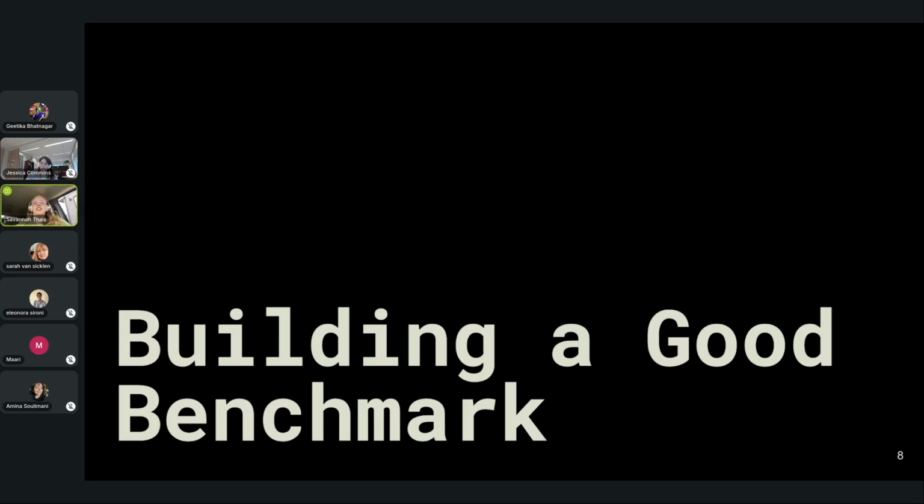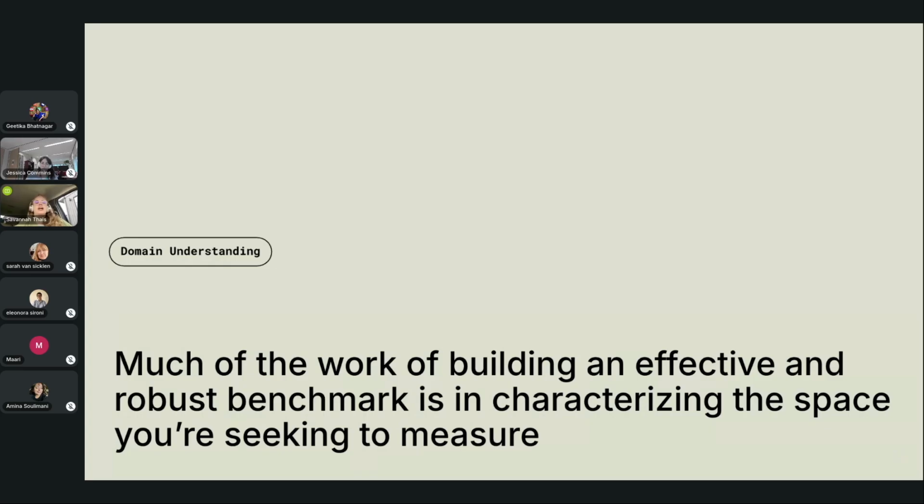Okay, so with that introduction out of the way, I want to talk a little bit about what I think, at least as a scientist, based on the research, it means to build a good benchmark. And it turns out that a lot of the work of building an effective and robust benchmark is not actually technical. You don't need to be the world's leading AI expert. It actually involves a lot of domain understanding, collaboration with domain experts, and a lot of the work is actually in characterizing the space that you're seeking to measure rather than actually writing the measurements themselves.